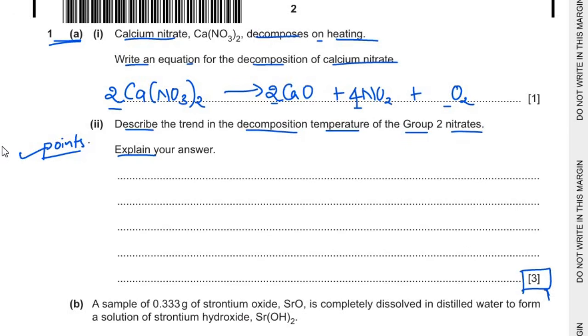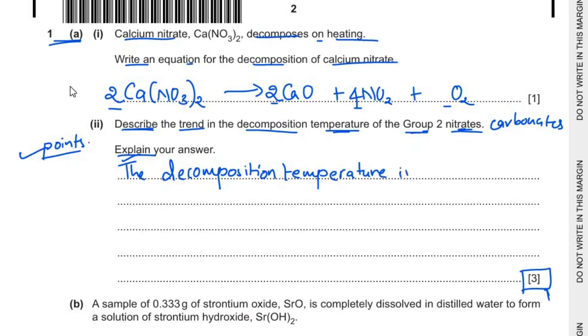Now describe the trend in the decomposition temperature of group 2 nitrates. Understand, the decomposition trend and its explanation is the same for group 2 nitrates and carbonates. Only one term differs, and I'll explain that during the description. So first we need to describe the trend. What's the trend? The decomposition temperature for group 2 nitrates increases down the group.